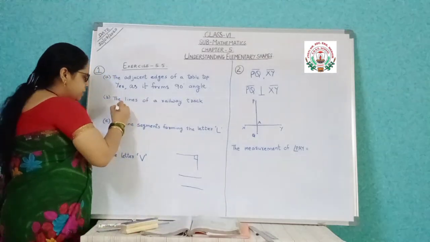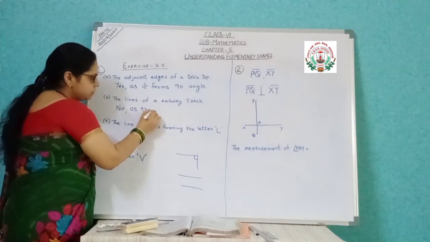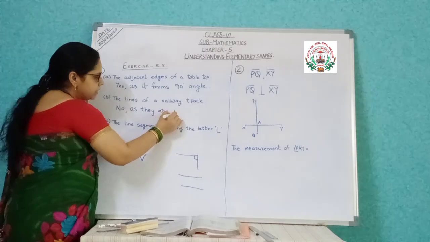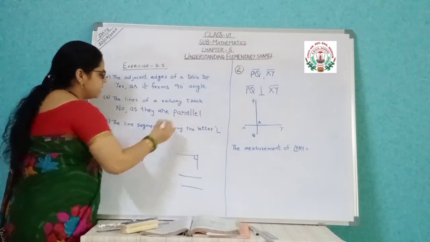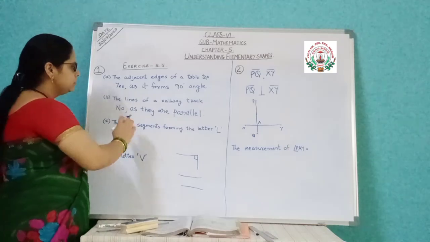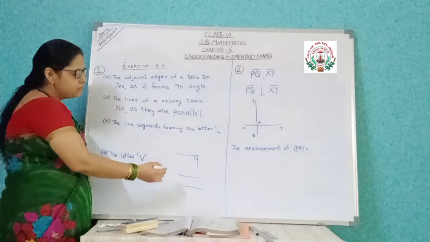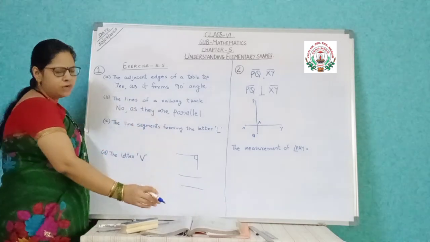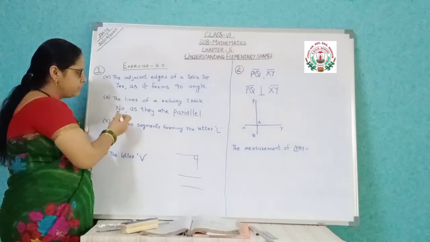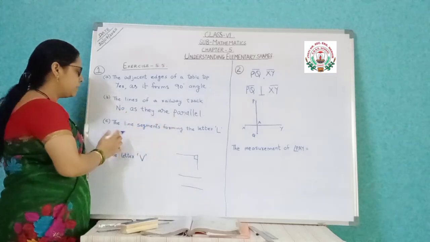So you will write here no, as they are parallel. Railway track means first track, second track, they are parallel to each other. So you have to just write down no. No need to write a complete sentence, only in a simple way you will write down no, as they are parallel. So they do not form perpendicular lines.